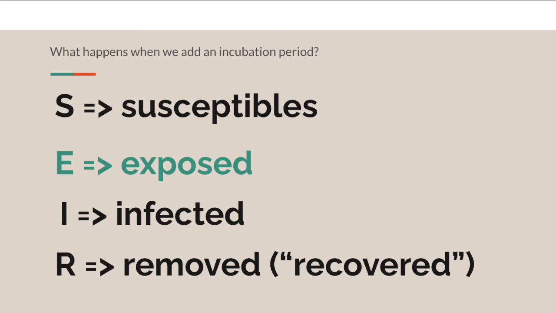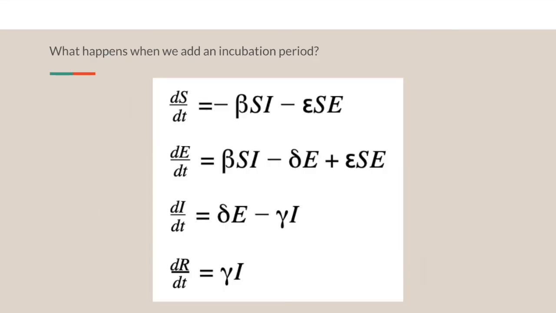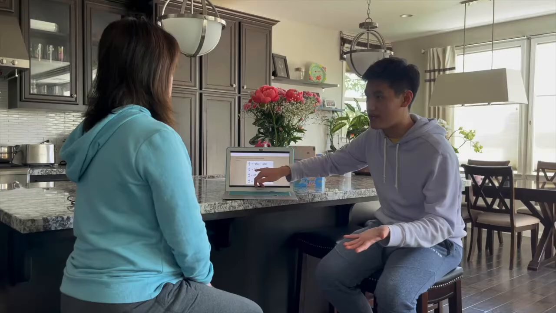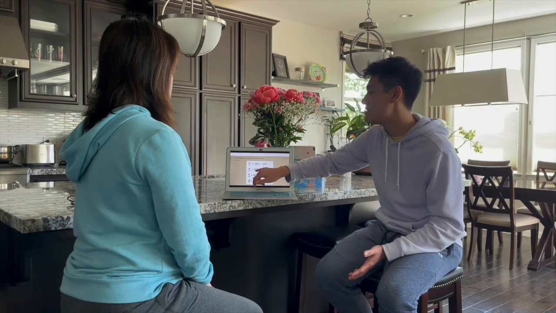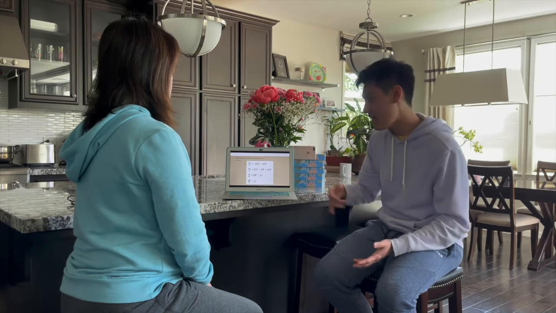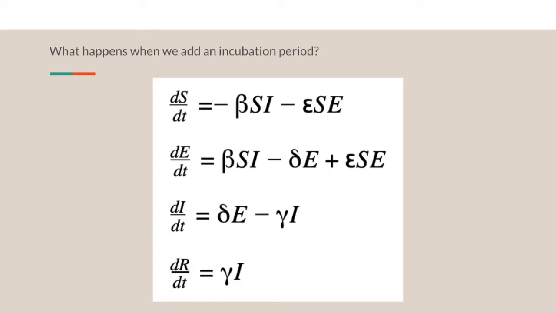We call it exposed. As you can see here, when susceptibles come into contact with infected, they don't go to infected immediately. They're first exposed. They're incubating that disease. So they jump from here to here. After that, the number of people who go from exposed to infected isn't based on contact between S and I. It's just a progression over time.